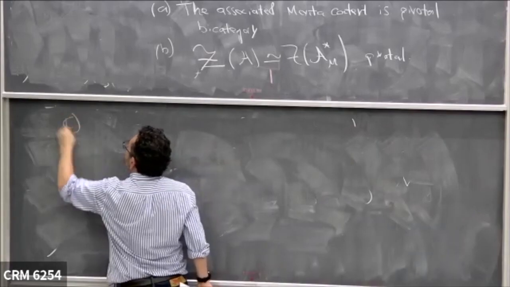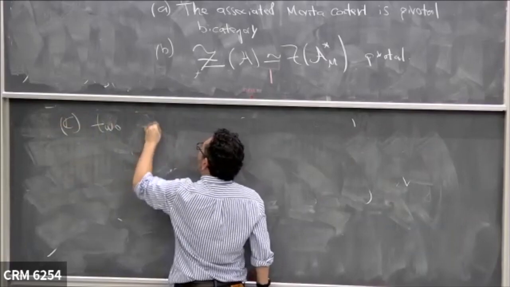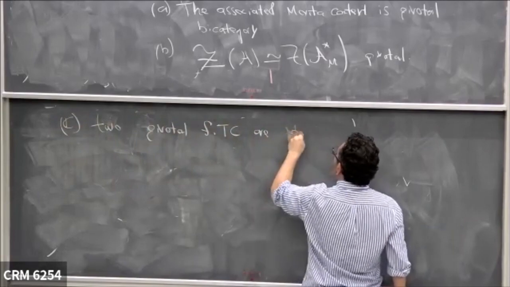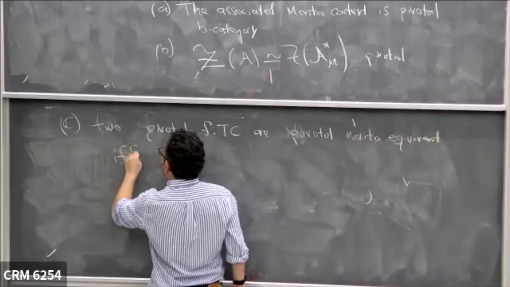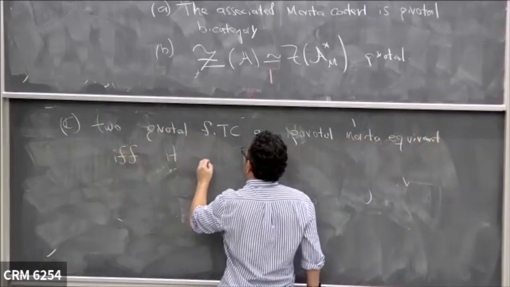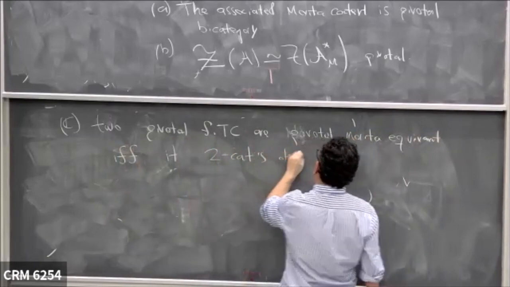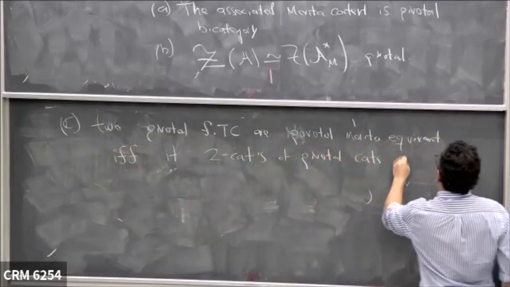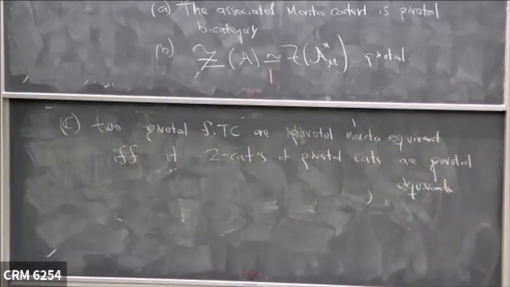And we have that A and B, let's say, two pivotal tensor categories are Morita equivalent, or pivotal Morita equivalent, if and only if their 2-categories of pivotal module categories are pivotal equivalent as bicategories. Okay, I think I am on time, so I will just stop here.